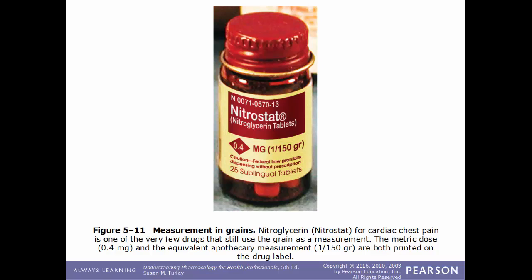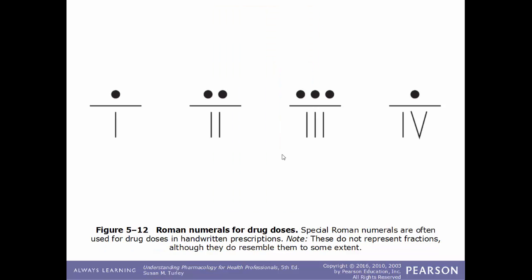Like I mentioned, one of the units that is used in the apothecary system is grains. So on this bottle of nitroglycerin tablets, you see the regular dosage that would be used, the 0.4 milligrams, but the equivalent to that in the apothecary system is 1/150th grain. And here's what I mean by the Roman numerals used for drug dosage. And these were used in handwritten prescriptions.